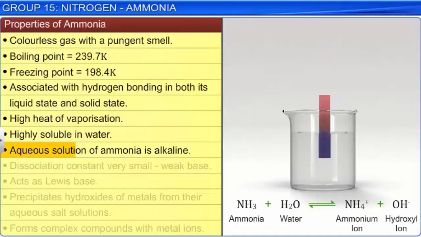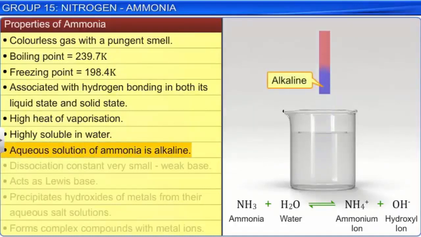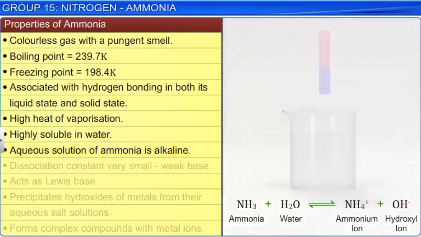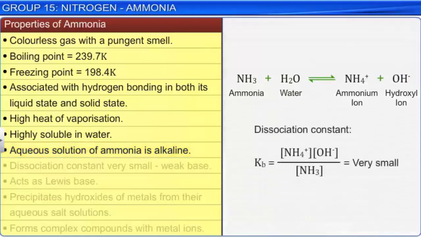The aqueous solution of ammonia is alkaline because it produces hydroxyl ions. Its ionization in water is represented here. However, the dissociation constant of ammonia, Kb, being very small, it is a weak base.